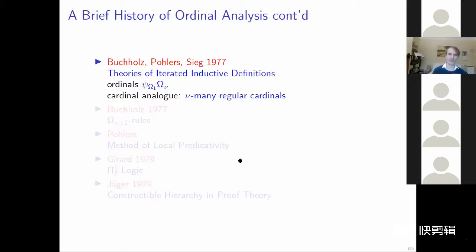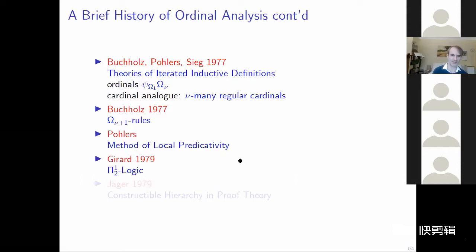And then there was a lot of work by Buchholz, Pohlers, and Sieg in 1977, or around that time, because, well, it stretches over several years. And then there's the idea of nu many regular cardinals behind this as a thought experiment. There was a lot of stuff going on, complicated new infinitary rules by Buchholz, the big omega nu plus 1 rules. Pohlers invented a method called local predicativity. Girard came up with this Pi-1-2 logic.